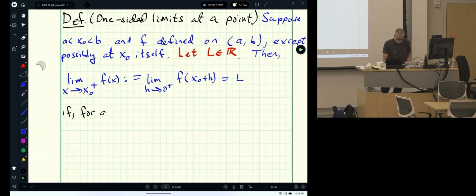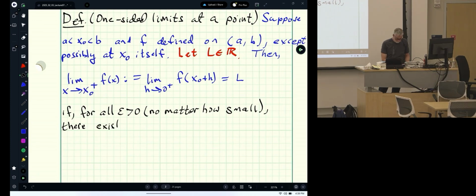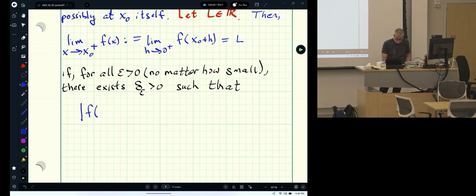if, and now it's the favorite letters for all engineers, for all epsilon greater than 0, no matter how small, there exists delta, which can depend on epsilon, positive, such that if I compare f of x0 plus this little perturbation h to the limit, it's always within our level of precision, epsilon, for all h that are positive and less than or equal to delta of epsilon.